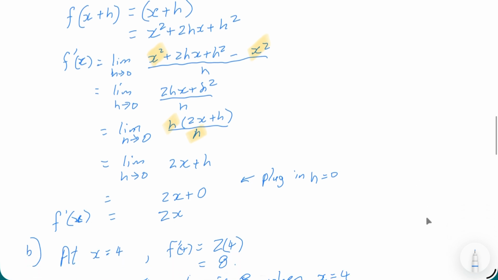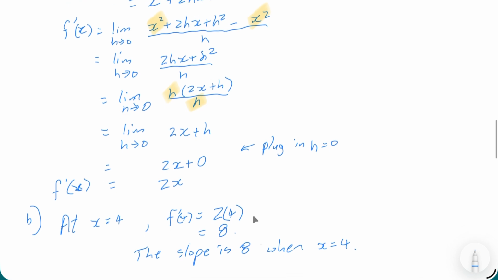Now we want to find the slope when x is equal to 4. So f prime of 4, what we do, we replace the x in the 2x with 4. So that's 2 times 4, and 2 times 4 is equal to 8. So the slope, or the slope of the tangent line, is 8 when x is equal to 4.